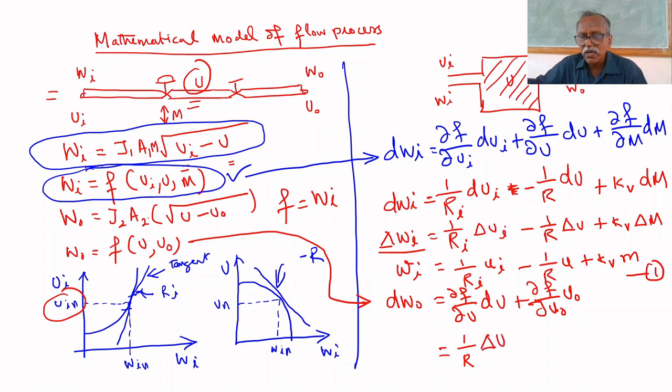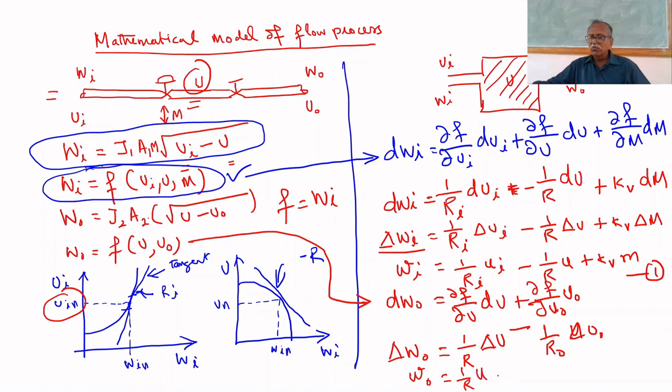Let us assume that it is true for small changes, delta W naught, plus this is 1 by R naught, but minus. Why? Because it is downstream pressure, the slope will be negative. That's why 1 by R negative delta U naught. Therefore, the relationship for this is small w naught equals 1 by R small u minus 1 by R naught small u naught. Let it be equation 2.